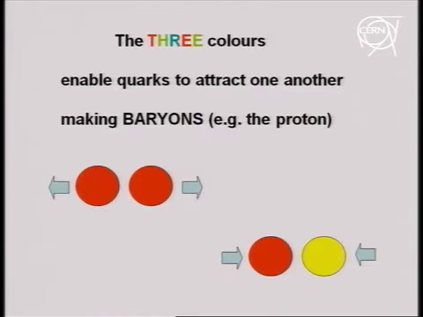The novel feature with colour, because there are three different colours, means that there are now some other possibilities for attractions that you don't see in simple electrostatics, but you do here. Suppose we've got two positive red-coloured quarks. Well, like colours repel. But two different coloured charges, red and yellow, unlike colours, attract. And if you've got three different quarks, each with a different colour charge, three different colours can attract.